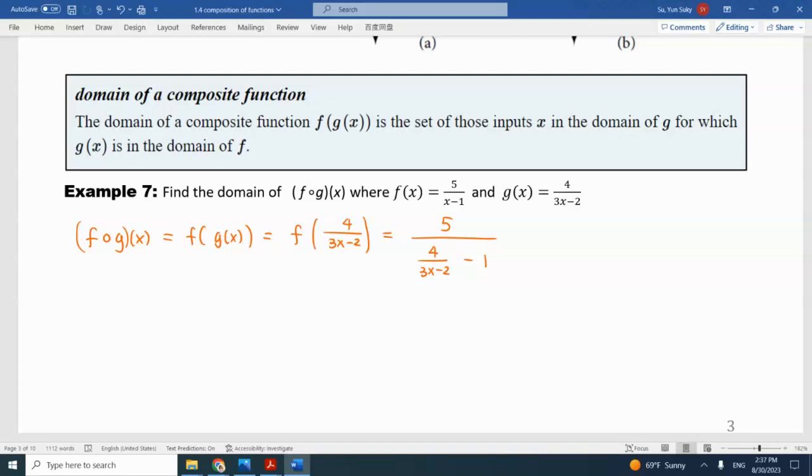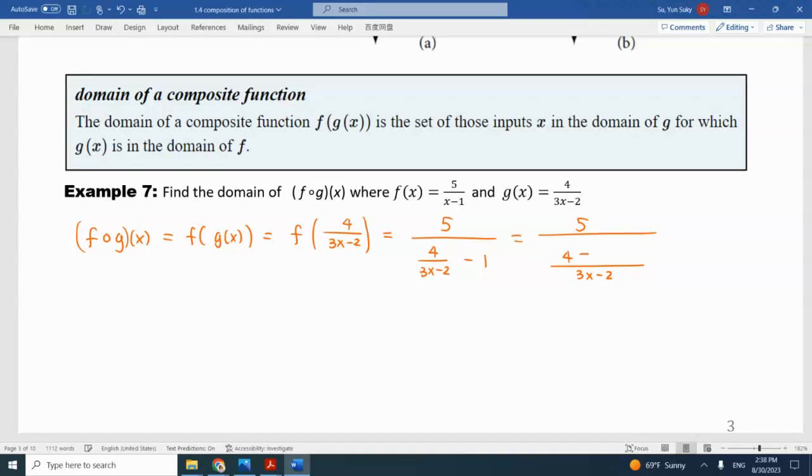5 over x minus 1, right? And then you erase the x and replace it by this expression. Right, everybody? Okay. Ooh, this is so complicated. Let's simplify it. Do you see two fractions? We combine them, we look at the common denominator, right? So the common denominator is 3x minus 2, right, everybody?